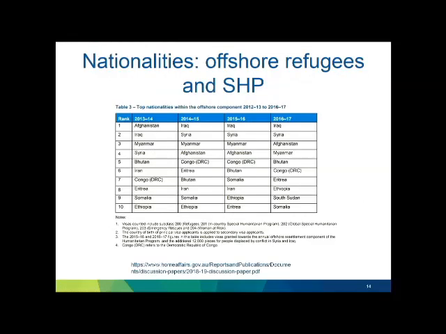Now, if you're seeing patients who have been refugees or are in Australia through the special humanitarian program, they're likely to come from the countries listed on the slide. This is from the Home Affairs website, and figures for 2016-17 are listing the 10 most common nationalities in our refugee and humanitarian program: Iraq, Syria, Afghanistan, Myanmar, Bhutan, and so on down the list.